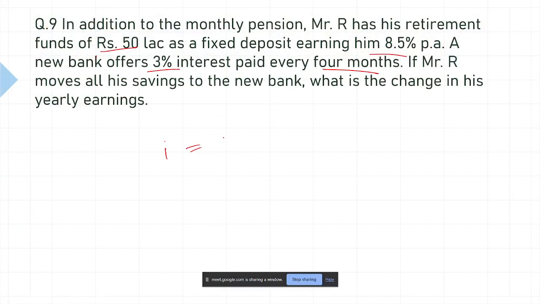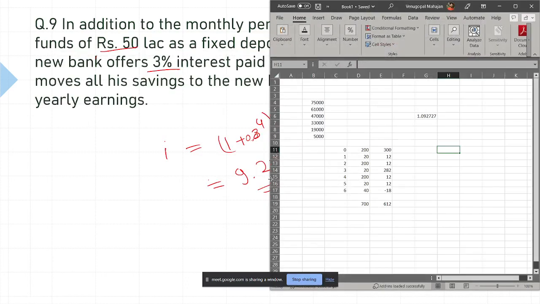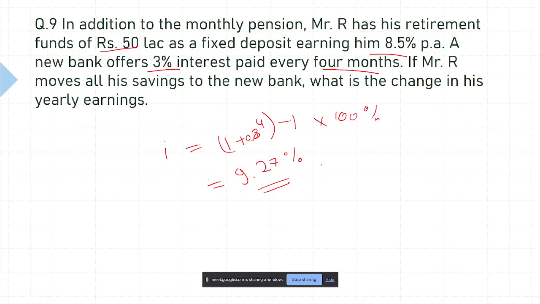Can you help me calculate what is the formula for I effective? Right. So that will bring us to 9.27%. So what will be his increase in yearly earnings? Initially he was getting 8.5, now he is getting 9.27. So that brings us to 0.77, right? And 0.77 into 50 lakh.